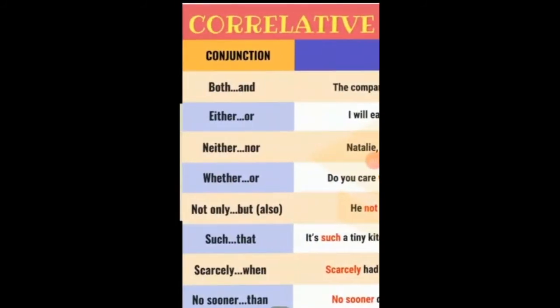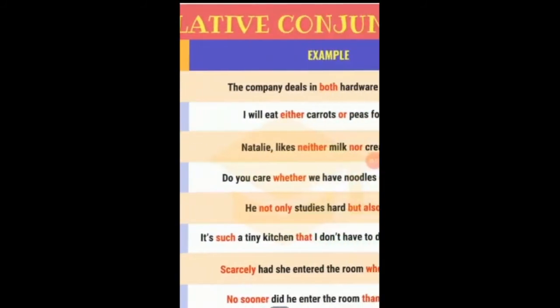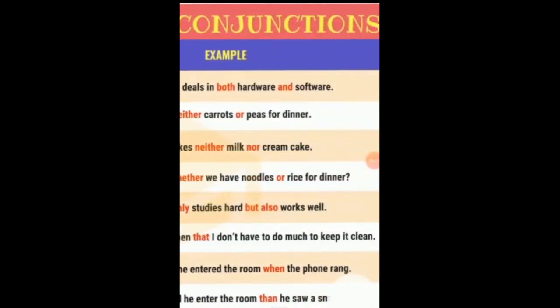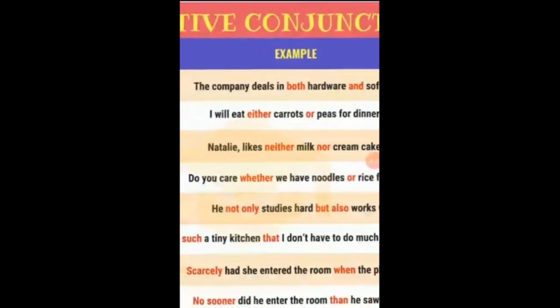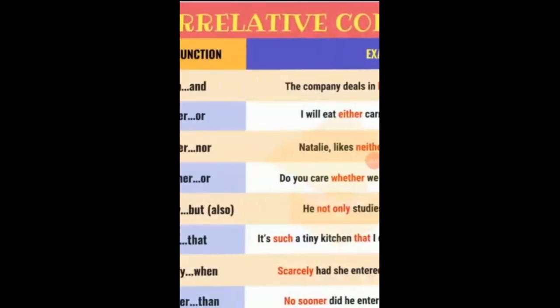Then we have next, whether or. Do you care whether we have noodles or rice for dinner? This is also a sentence with options, in which you have used the correlative conjunction whether and or.